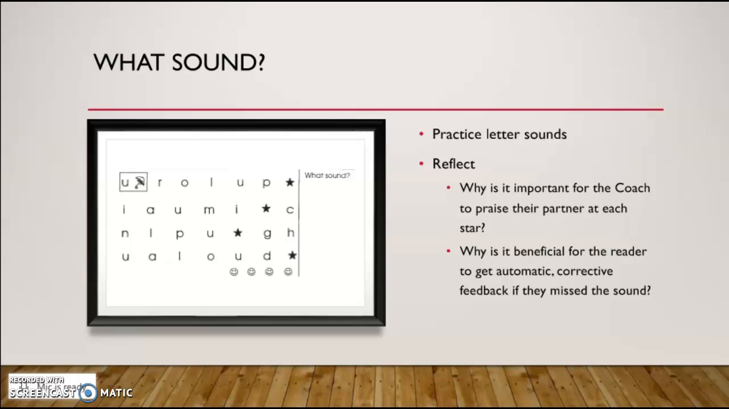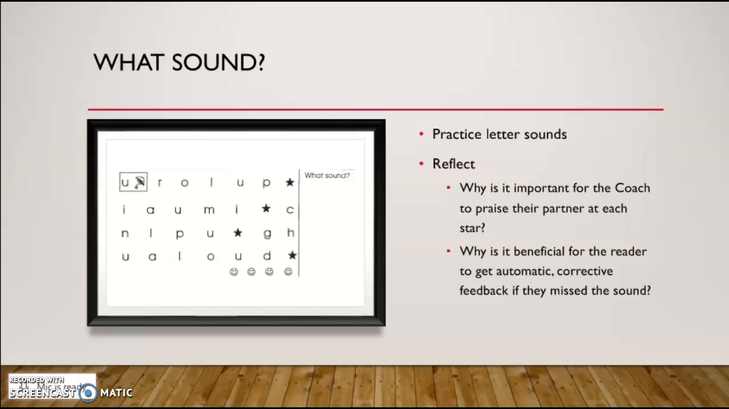The first activity in sounds and words is what sound. That practices letter sounds. For each lesson, individual target sounds appear in a box with a key picture that has been introduced by the teacher. The coach of the pair points to each letter and asks, "What sound?" The reader responds. The coach praises the reader at each star. If the reader makes a mistake, the coach corrects the error by saying, "Stop, the sound is... What sound?"